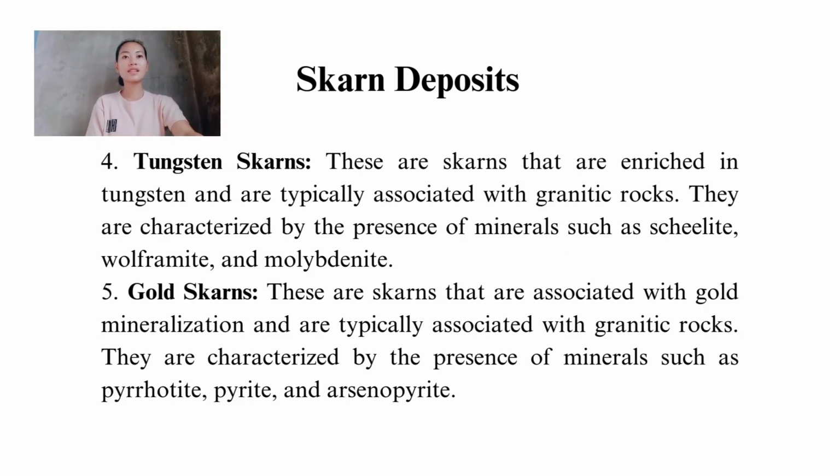Next is the tungsten skarns. These are skarns that are enriched in tungsten and typically associated with granitic rocks. They are characterized by the presence of minerals such as scheelite, wolframite, and molybdenite. And lastly is the gold skarns. Skarns that are associated with gold mineralization and are typically associated with granitic rocks. They are characterized by the presence of minerals such as pyrrhotite, pyrite, and arsenopyrite. Next is ore-genesis.